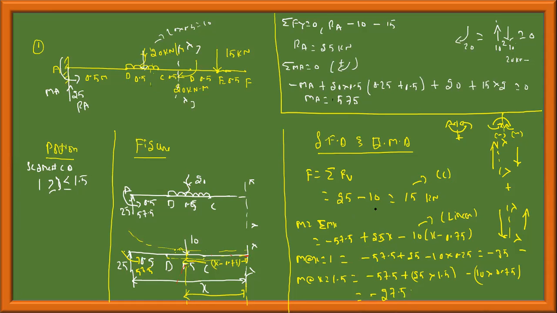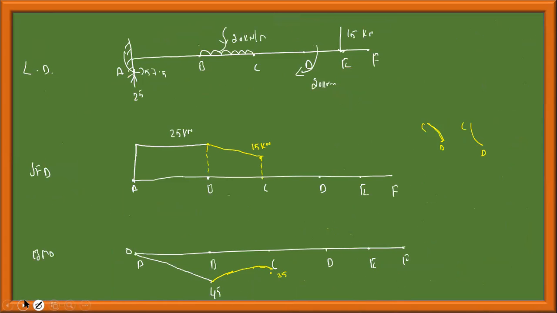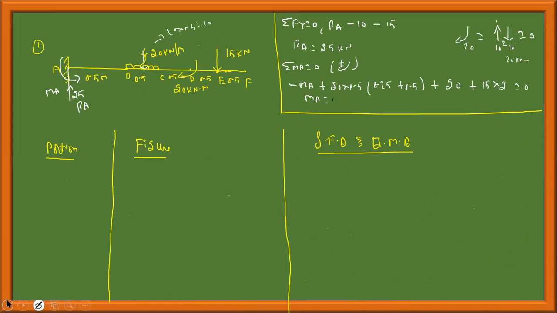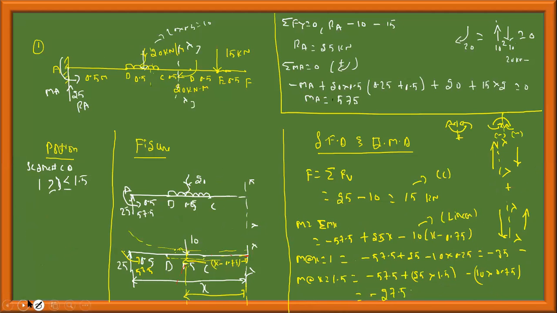Now we will go to the shear force diagram. Within the region 1 to 1.5, shear force is 15 kilonewton. This is 0.5, up to D. This is 15 kilonewton like this. From x equal to 1 to 1.5, it ranges from minus 35 to minus 27.5. It's linear, minus 35 to minus 27.5.